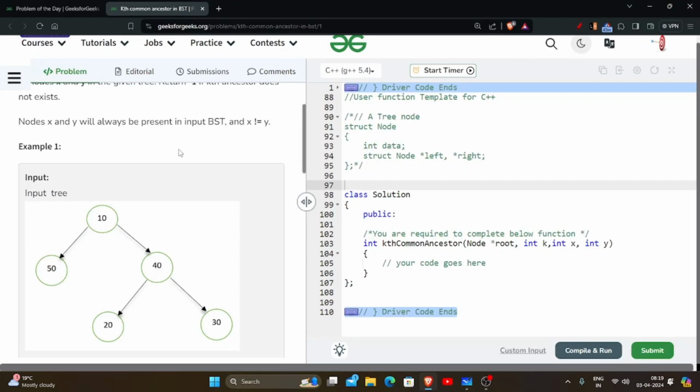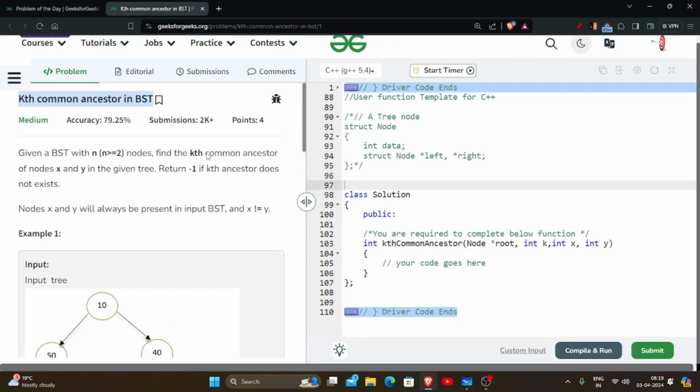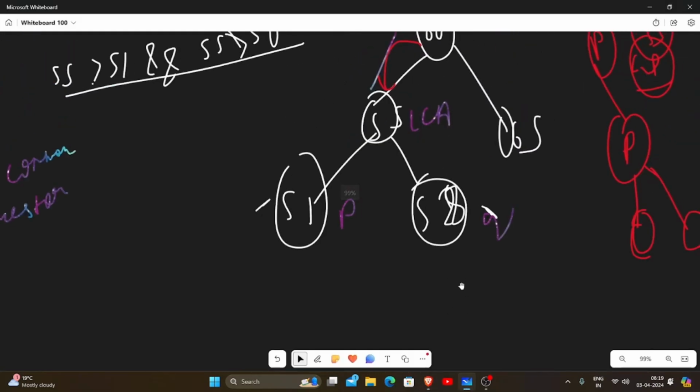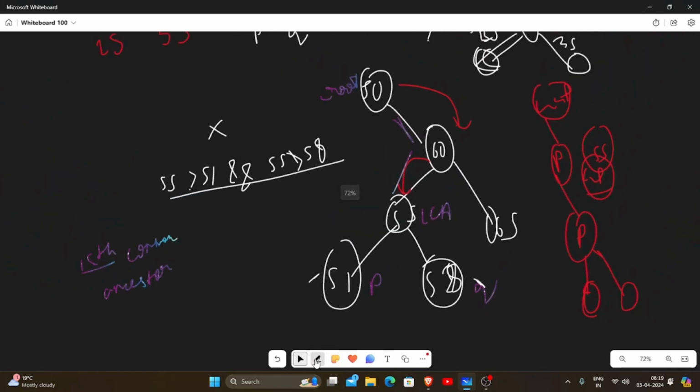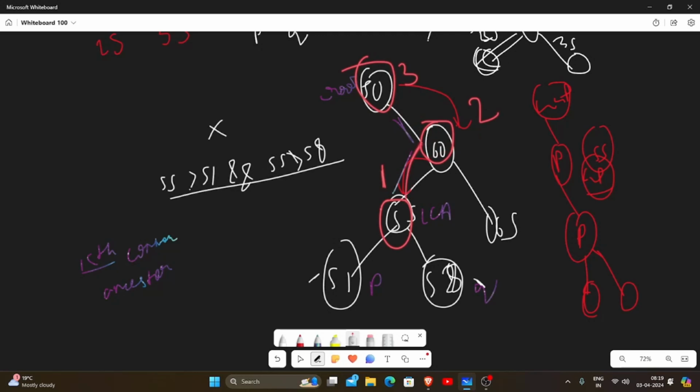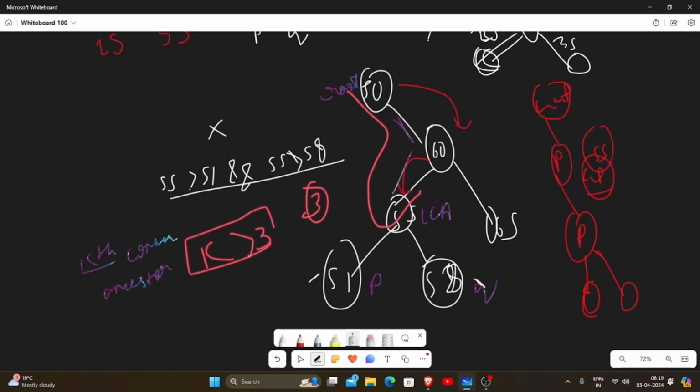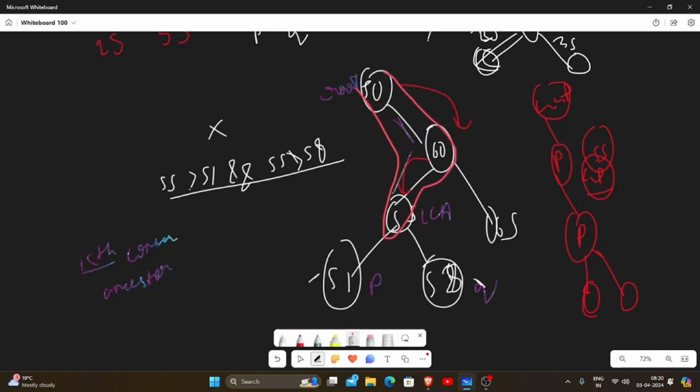Now the problem says that we need to find the kth common ancestor. You can clearly see the nodes I get from here: first ancestor, second ancestor, and third ancestor. So if the k value is greater than the number of these nodes, like we have three here, and k happens to be greater than three, that means the kth common ancestor does not exist. But if k is within the nodes which I get from the path from the root to the lowest common ancestor, then we can return the kth one.